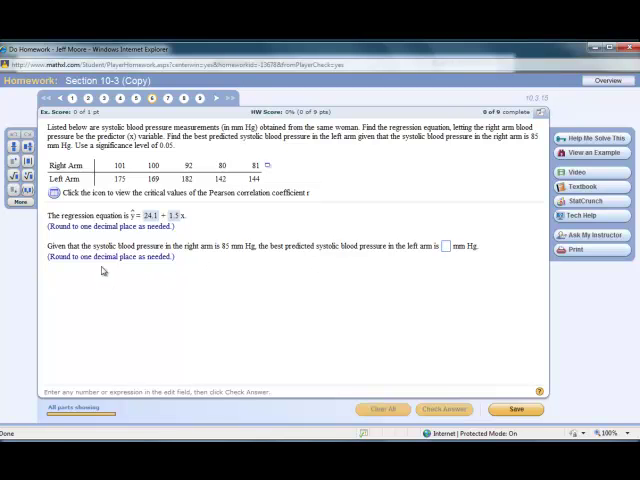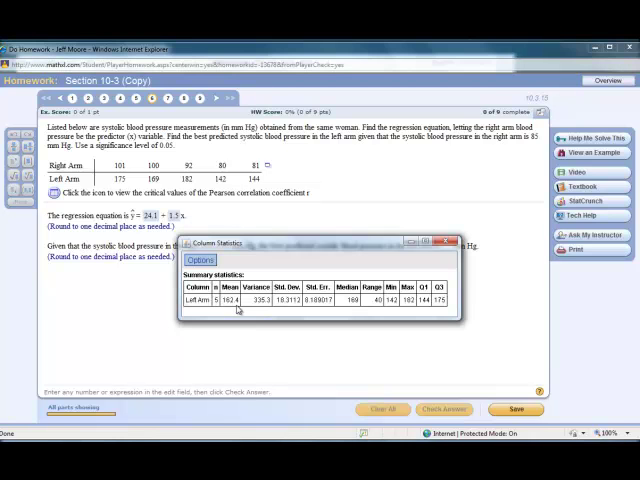Now it says, given that the systolic blood pressure in the right arm is 85, the best predicted systolic blood pressure in the left arm is, and again, we are going to use that value that we found for the mean, 162.4.